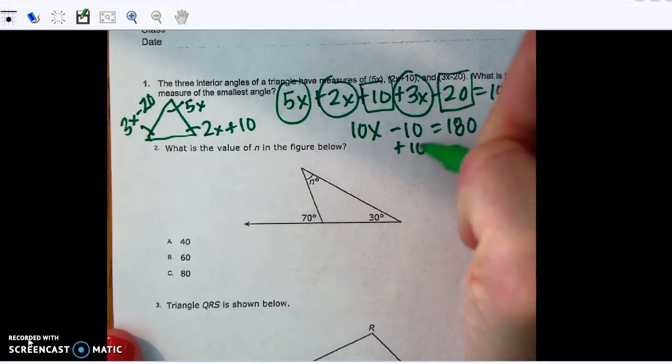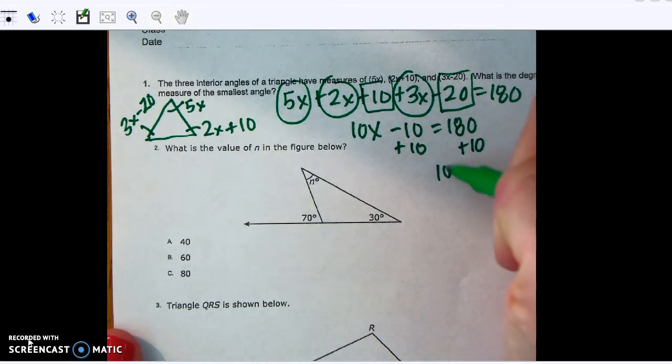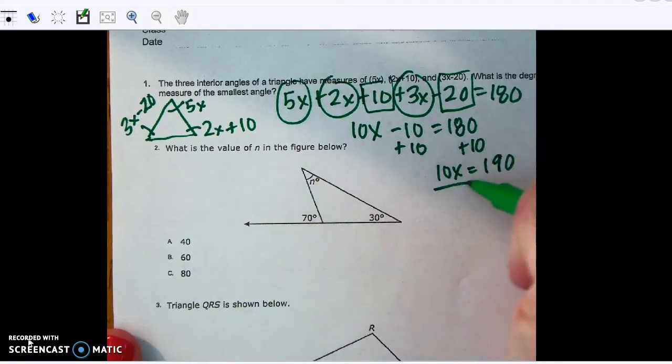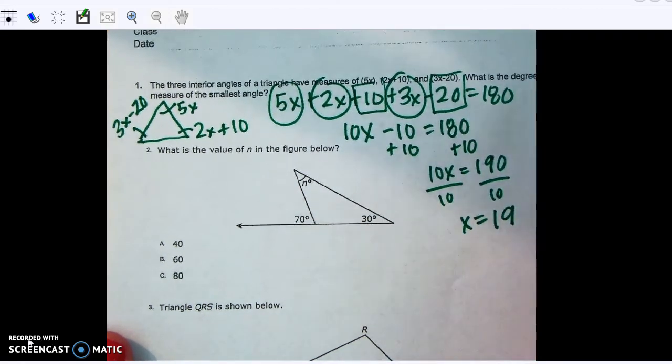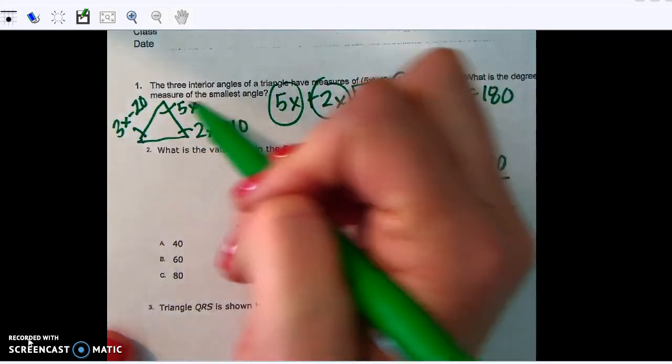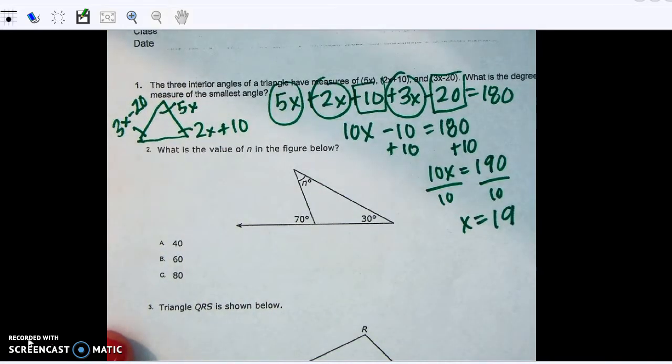I can add 10 to both sides. I get 10x is equal to 190. Divide both sides by 10. And it looks like x is equal to 19. Now the question is, what is the degree measure of the smallest angle? So I need to figure out what these angle measures are and which one is the smallest.